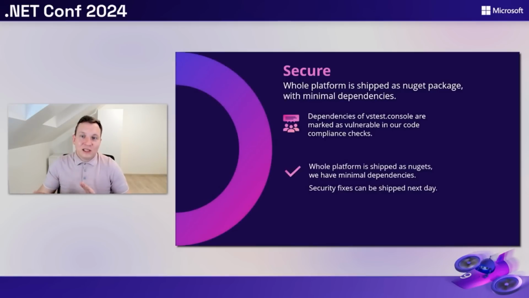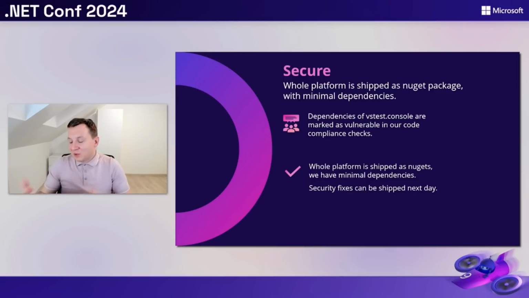And then last but not least, we want the platform to be secure because security is very important. And this, of course, needs to be attacked from multiple places, but we minimize the dependencies. So detecting or having vulnerable dependencies is difficult when you don't have any.